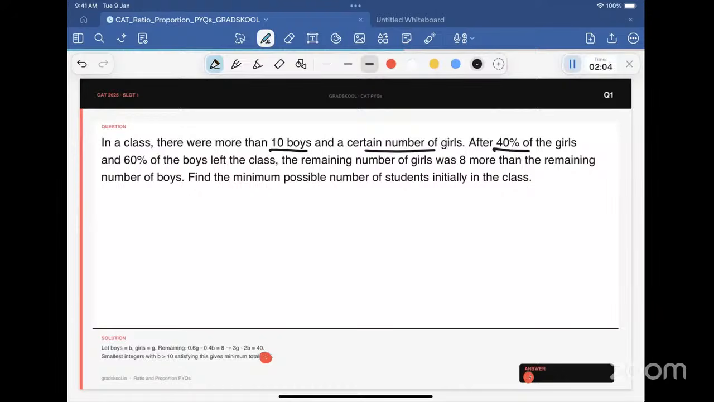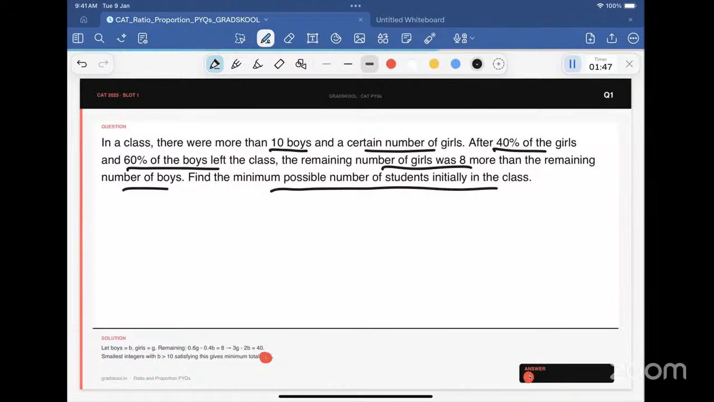Okay, so in a class there were more than 10 boys and a certain number of girls. After 40% of the girls and 60% of boys left the class, the remaining number of girls was 8 more than the remaining number of boys. Find the minimum possible number of students initially in the class. Now, you think this is not ratio, right? But whenever there is percentage and all, it's going to be there.